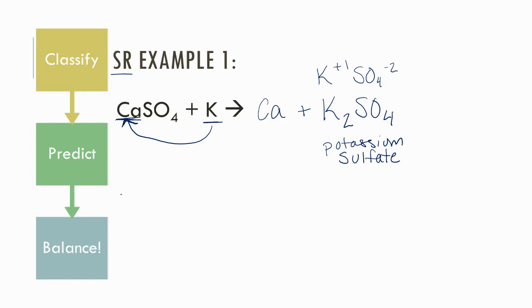So I'm going to go ahead and rewrite this reaction in a way that's now conducive to being balanced. There are my reactants, my products, calcium bumped out on its own, and then the proper formula for how potassium and sulfate would come together.